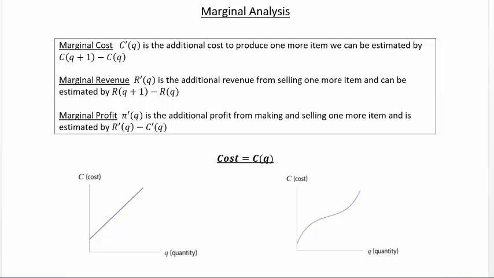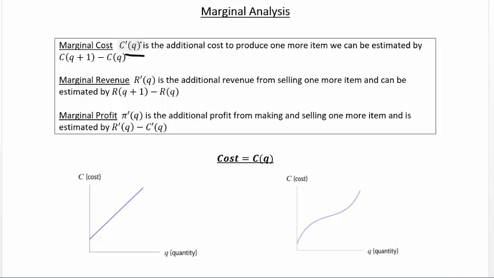So what does marginal mean? When we're talking about marginal analysis, we're talking about the impact of adding one more unit of whatever it is that we're making. So marginal cost, which we're going to denote C prime of Q, is the additional cost to produce one more item. We can estimate this by looking at the difference between the cost at one level and the cost at that level plus one. So this additional cost to make this item is called the marginal cost. We're going to use the words marginal cost and the notation C prime of Q interchangeably.